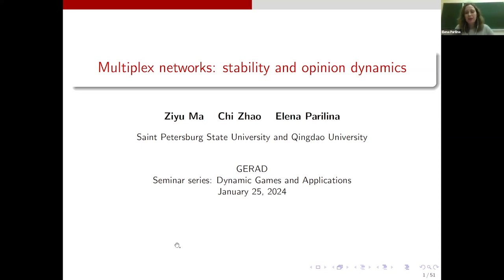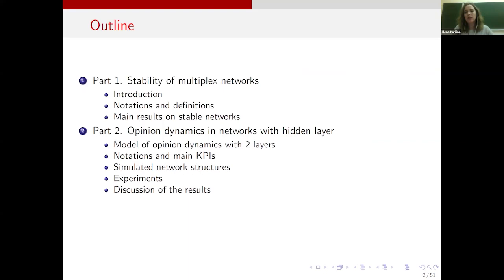And it is a joint work. I'm going to present with my students, Jie Ma and Chi Zhao. They are both here. And I will talk today about the special class of networks. It is multiplex networks, and I will start with some brief introduction of what multiplex networks are. And this will be the presentation.